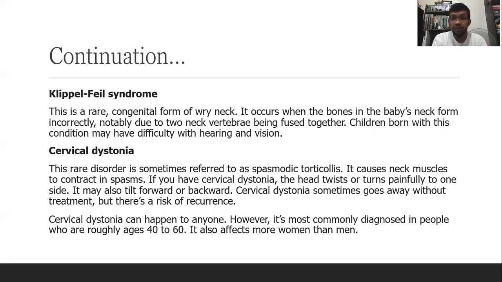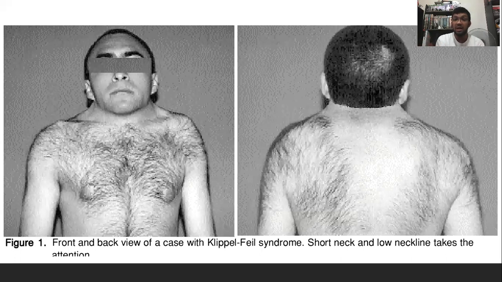Klippel-Feil syndrome. This is a rare congenital form of wry neck. It occurs when the bones in the baby's neck form incorrectly, notably due to two neck vertebrae being fused together. Children born with this condition may have difficulty with hearing and vision. So this is an example of Klippel-Feil syndrome.